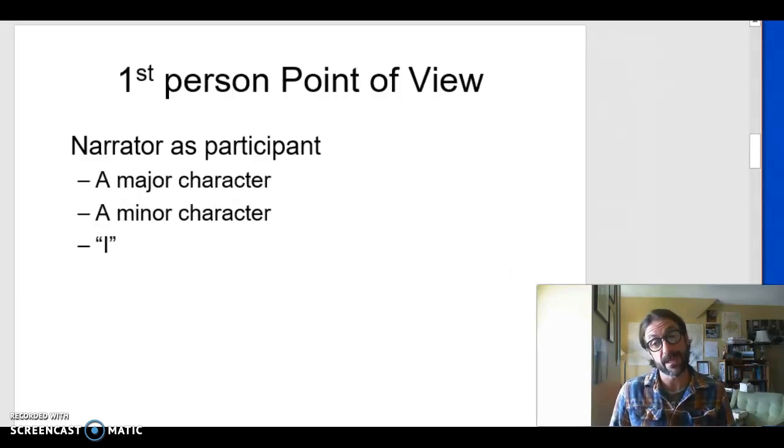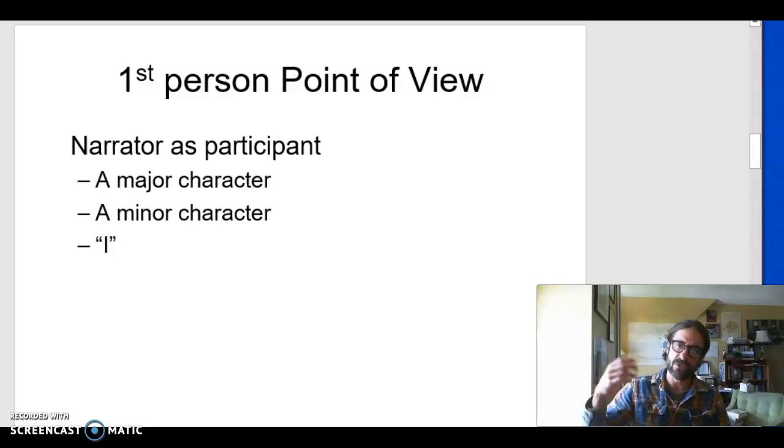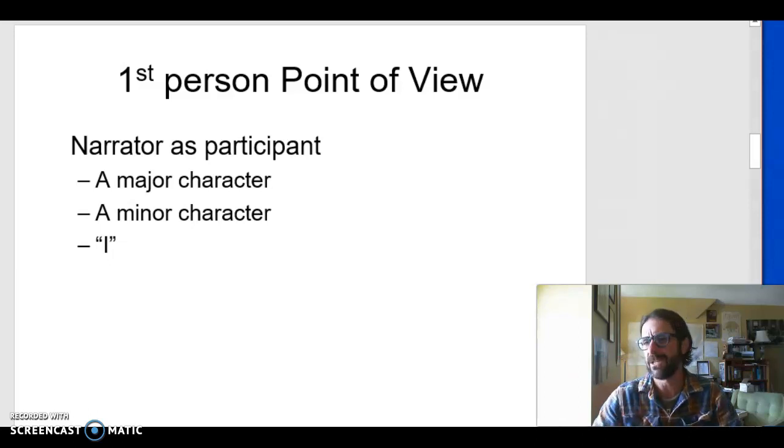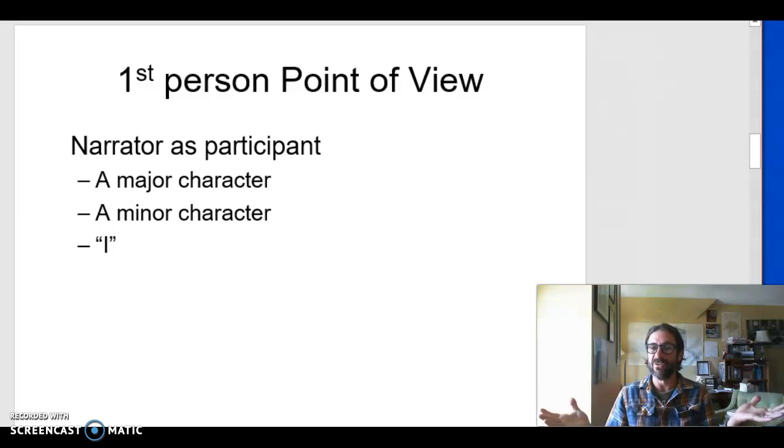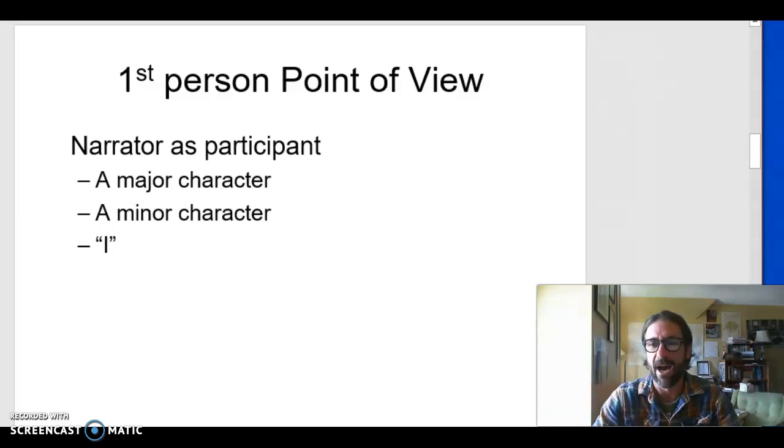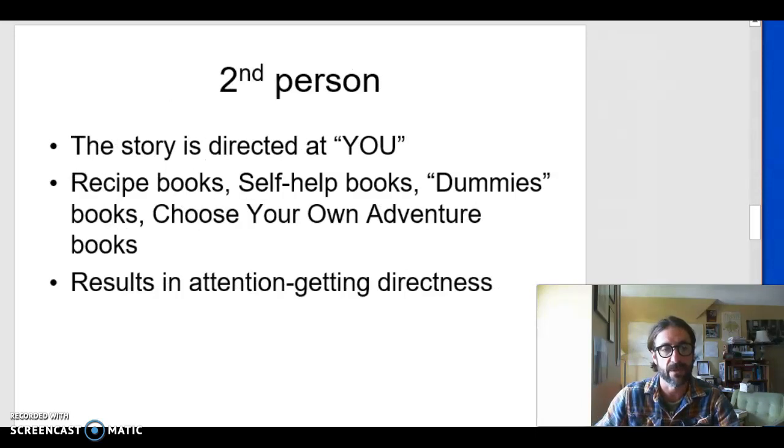There's also first-person narration. We're going to come into some stories next week that deal with first-person narration. This is the narrator as a participant. The story is happening to them. They're relating it directly to us. They have limited knowledge, like we all do, because we're stuck in our brains. But it's usually a major character, sometimes a minor character, reporting the story to us.